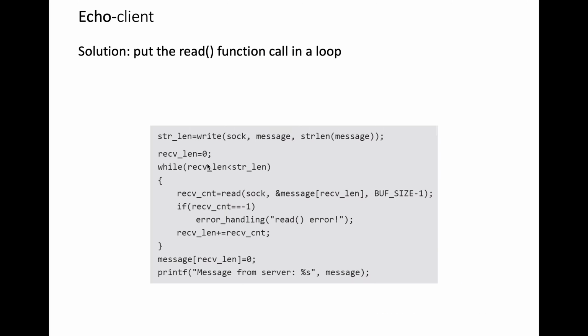In that case, what we have to do is put a read function in a loop first and read until the end. For example, when we are reading a message, we will keep count of how many bytes were read when we call the read function once, and then we will be adding that receive count into another counter variable that will be the receive total length. And while that receive total length is less than what we sent previously, that means we didn't completely receive the complete message here.